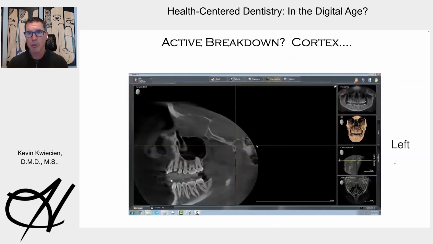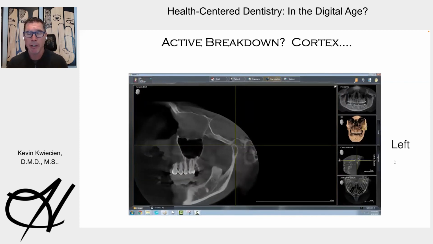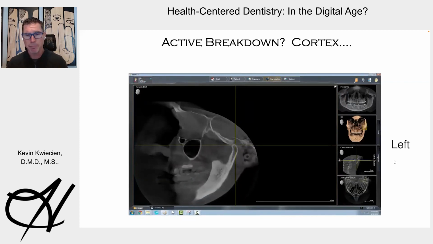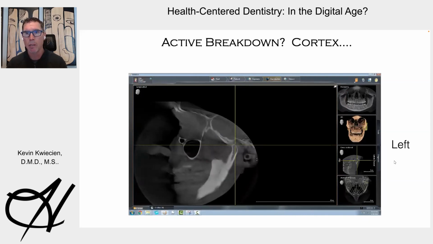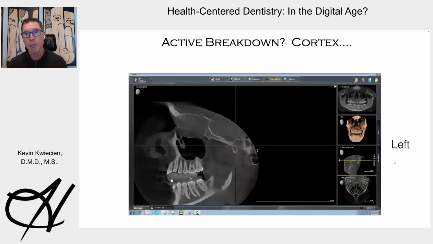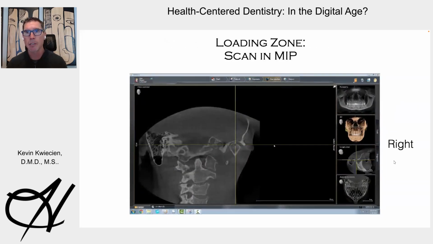The other thing we can look at is we can basically pan from the outside, basically by your ear, all the way into next to your brain, looking to see if you have cortical bone, that white that goes all the way through from the lateral pole all the way to the medial pole. Because if you don't see white there, that means there probably is some active breakdown going on. So we could look at that very intentionally.